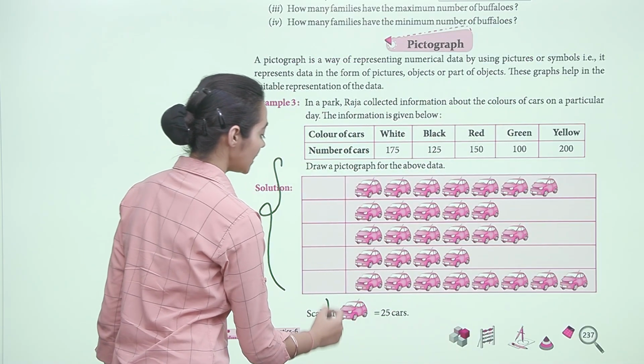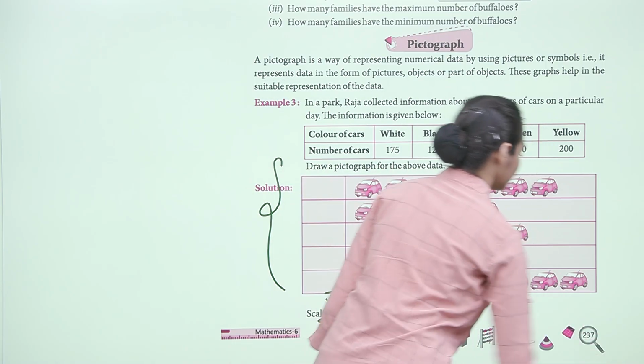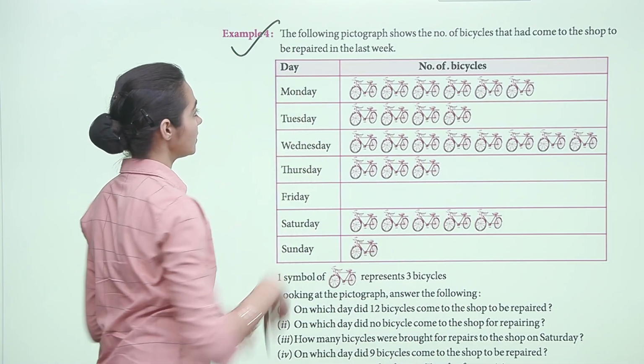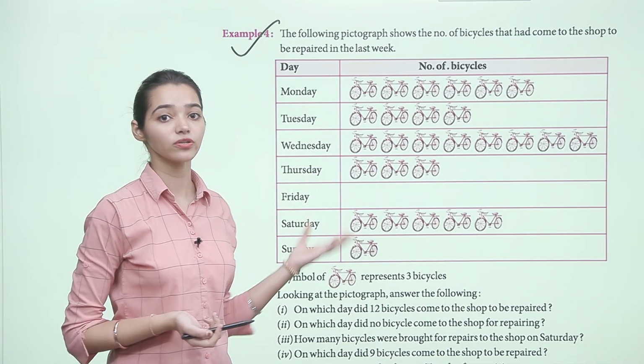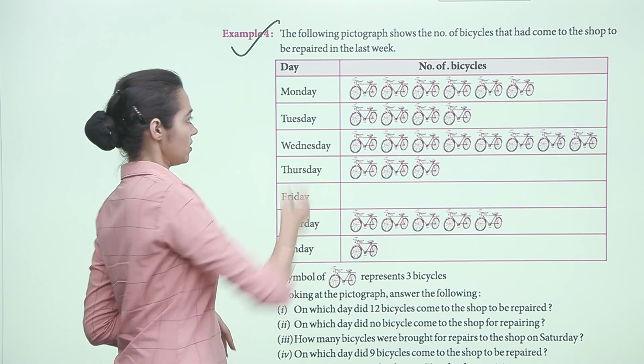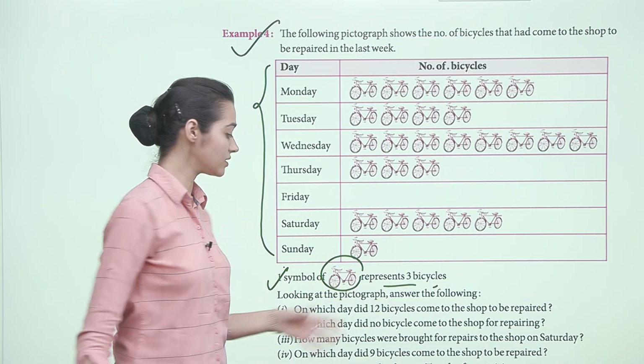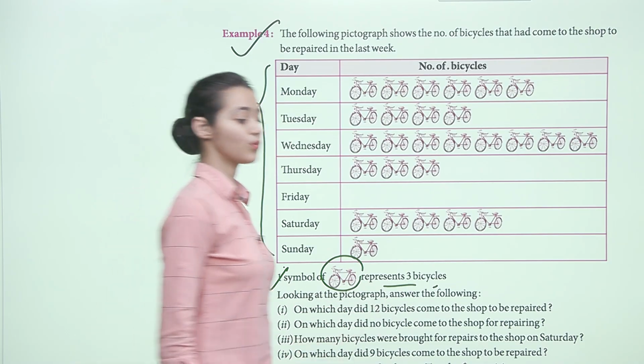Here is our solution, and each car symbol represents 25 cars. Again, here is our example number 4. We are given a pictograph showing the number of bicycles that came to the shop to be repaired last week from Monday to Sunday. One symbol represents 3 bicycles. Looking at the pictograph, we have to answer the following questions.